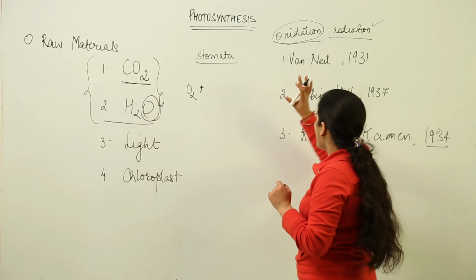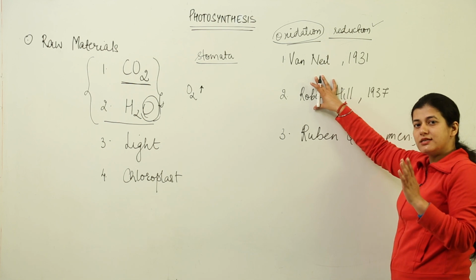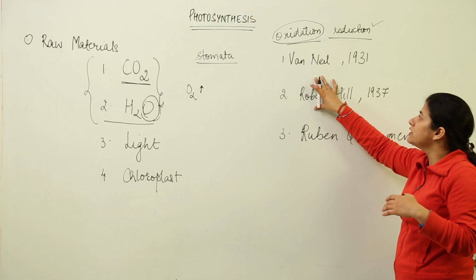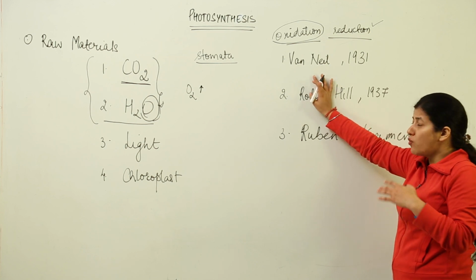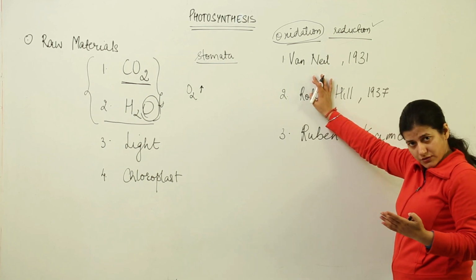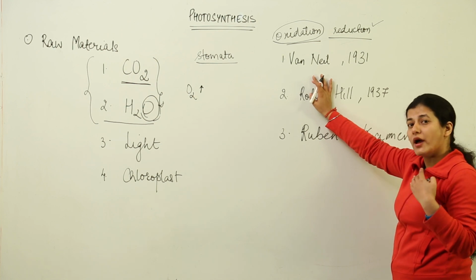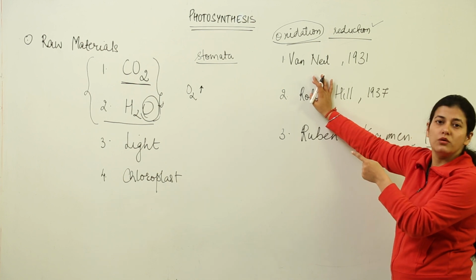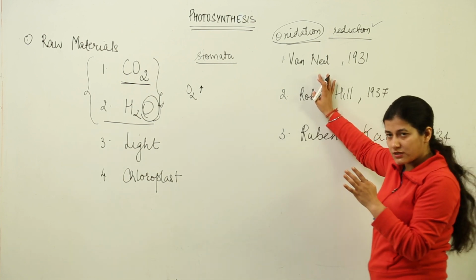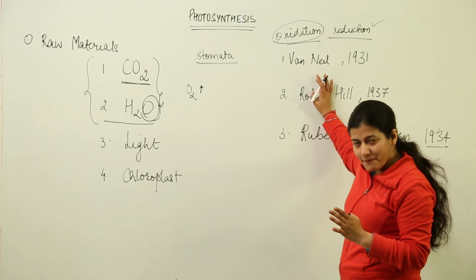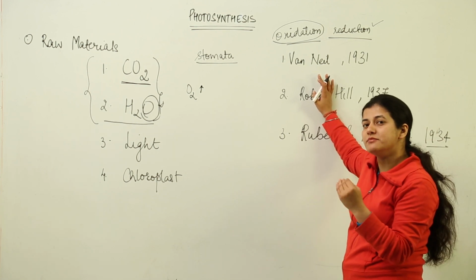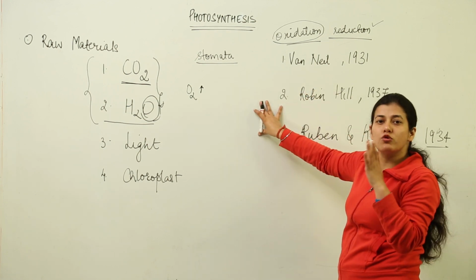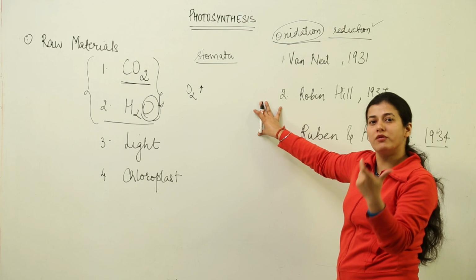Now what Van Niel had observed was that there were certain bacteria which were not requiring water. There were certain photosynthetic bacteria, they were not requiring water. So when they are not requiring water, they are not going to evolve oxygen as well. That is what he observed, that those photosynthetic bacteria were dependent upon some sulfur source. Please pay attention that there were some photosynthetic bacteria. That means they are performing photosynthesis.